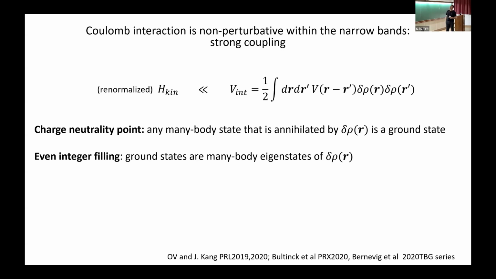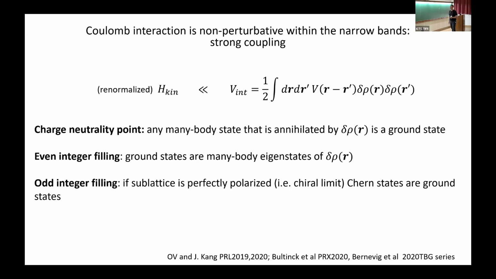At even integer filling, the problem is a little bit more complicated, but you can still find eigenstates of this density fluctuation operator. But to show that they are ground states, you have to do numerics. Andrei Bernevig's group has done exact diagonalization on this and showed that indeed the exact eigenstates are also the ground states for most of the parameters in this model. And so they would also correspond to something like valley polarized states, out of which you then can rotate due to symmetry, which I haven't mentioned yet.